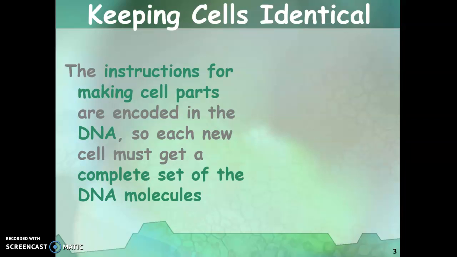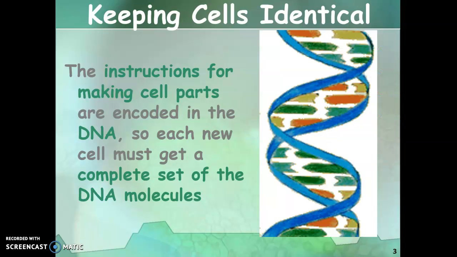Why is it important to keep cells identical? As you know, the instructions for making cell parts are encoded in the DNA. So the DNA is basically telling the cell what kind of cell it is, which proteins it is supposed to make, and what kind of job it is doing. So each new cell must get a complete set of the DNA molecule, because otherwise it wouldn't be functional.